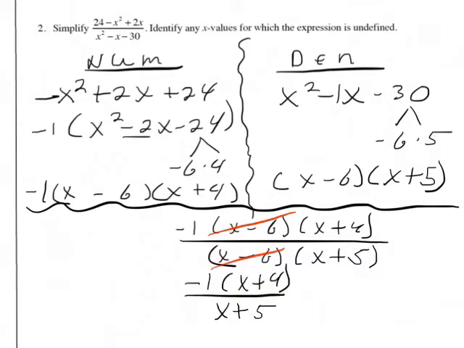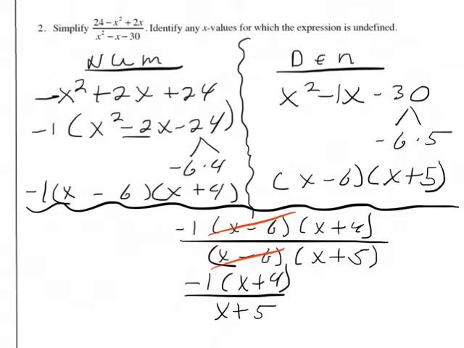All right, now we needed to find out what would cause it to be undefined. So go back to the division here, the rational expression before we simplified it. You see I have an x minus 6 and an x plus 5. We're going to set both of those equal to 0 and solve.